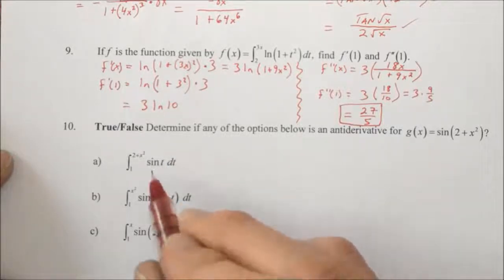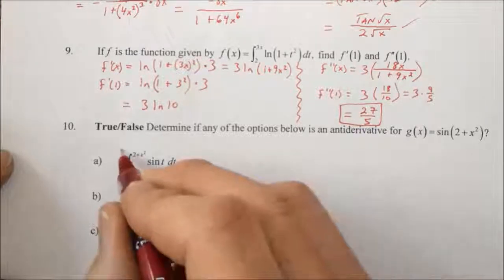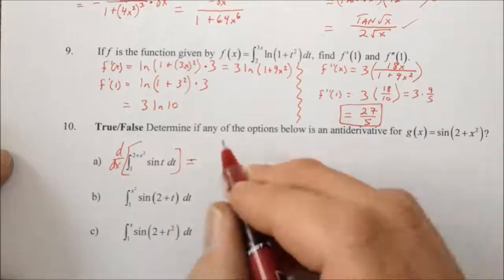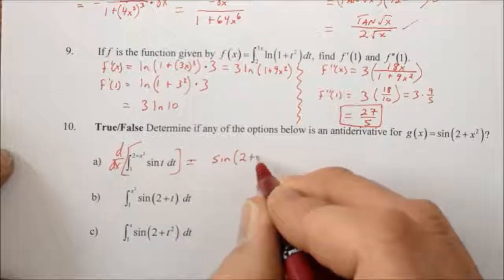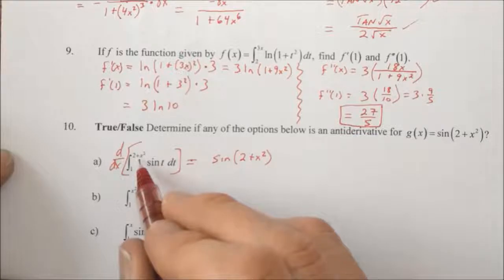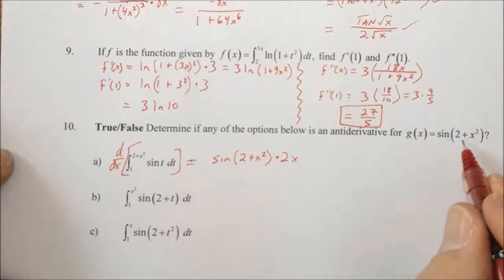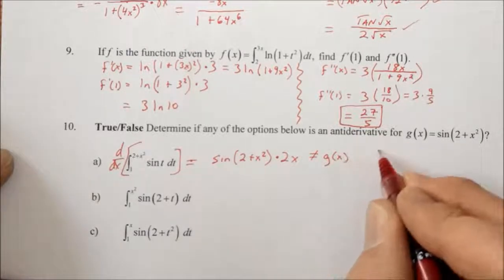So let's derive this. Sine of t, we're going to put in 2 plus x squared. Alright, so if we were to derive this, let's put the derivative symbol out front. That would be equal to, we replace t with 2 plus x squared, so we have sine 2 plus x squared. But then again, we have something up here, which is more than just x. We need to multiply by the derivative of this upper bound. The derivative of 2 plus x squared is 2x. So we need to multiply by 2x, which does not equal g. So this is false.